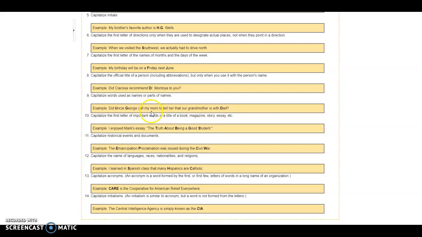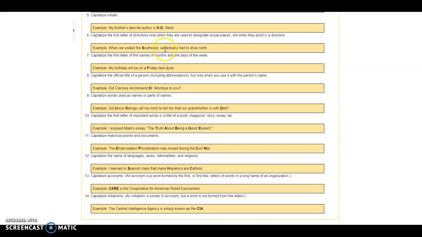Whereas it says my mom with the word my in front of it, it's not being used as a name, it's just being used as a generic mom, and we all have a mom, right? It can get really tricky, and if you have any questions about capitalization, let me know. Another one that sometimes students struggle with is north, south, east, west.